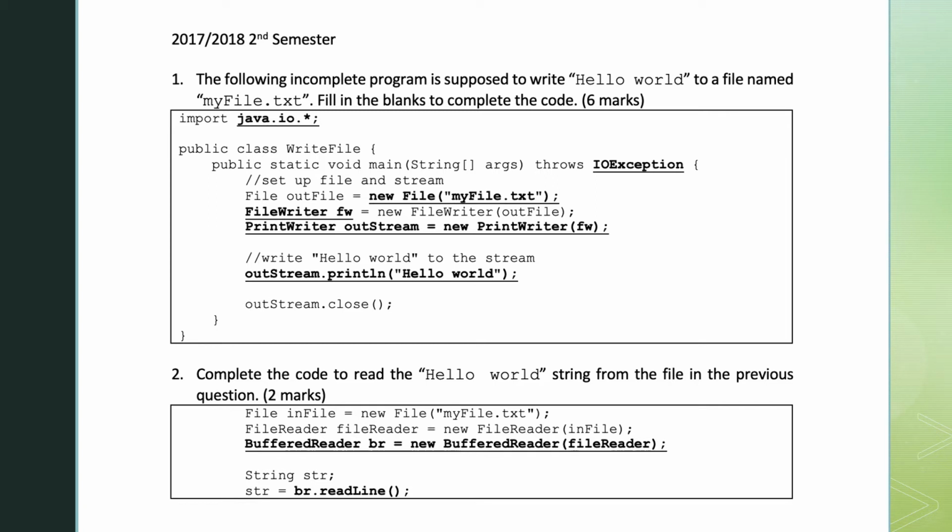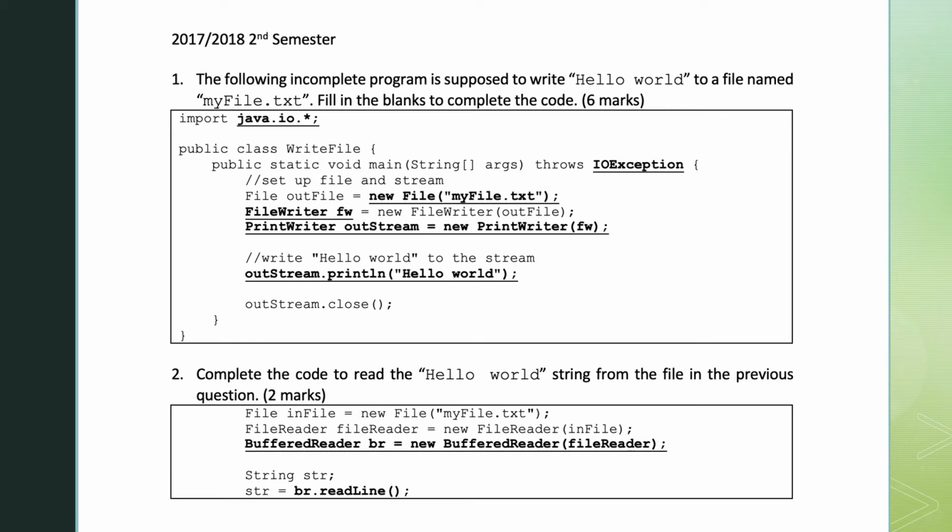The second question: complete the code to read the hello world string from the file in the previous question. So we have File file equal new File myfile.txt, and then FileReader equal new FileReader file. Over here you should fill it in with BufferedReader br equal new BufferedReader fileReader, and then we have String, we call it str, then str equal to br.readLine, so you are reading the line inside your file.